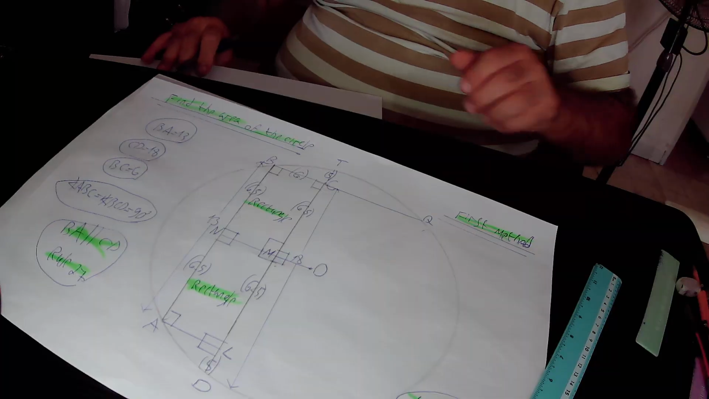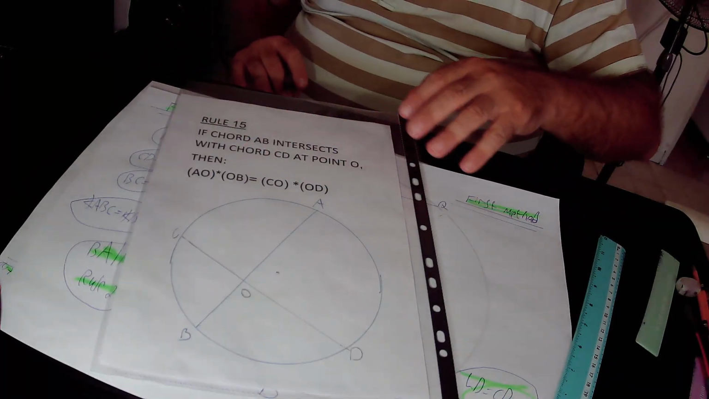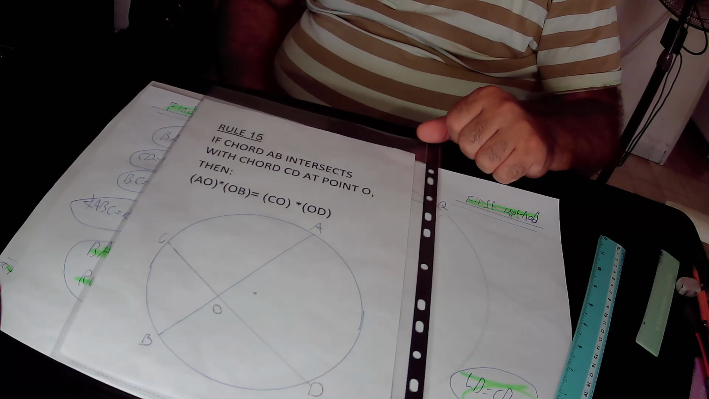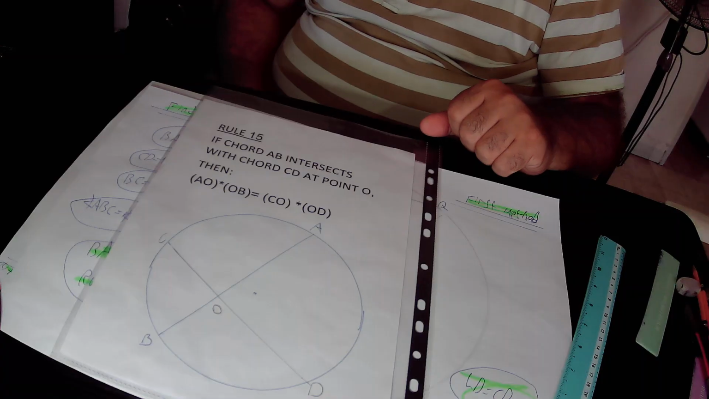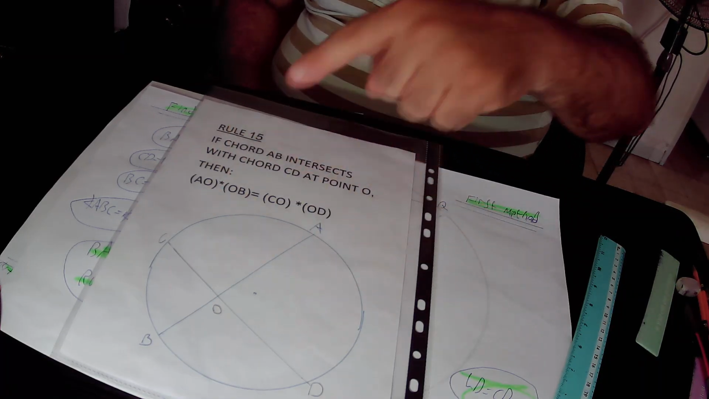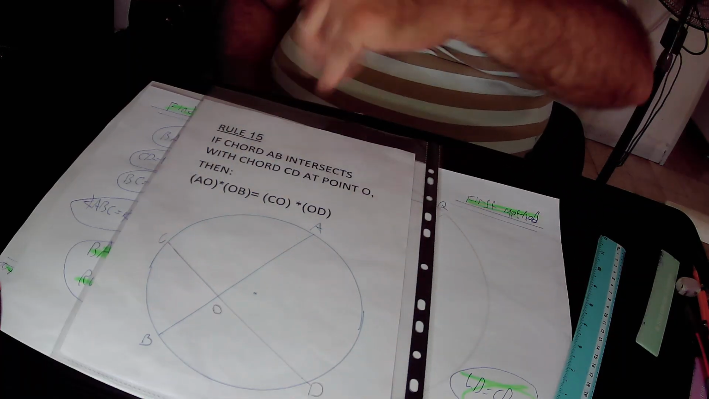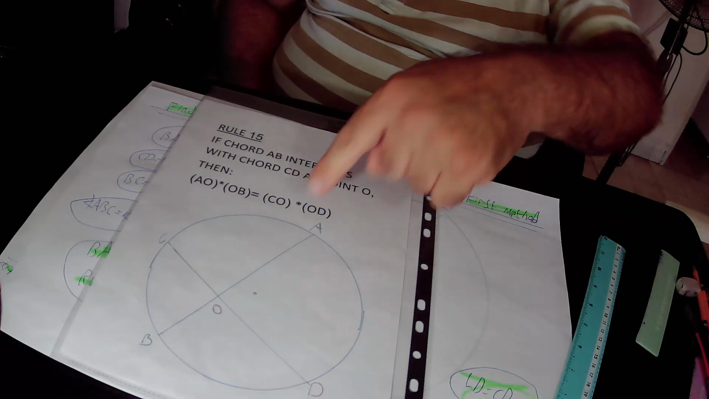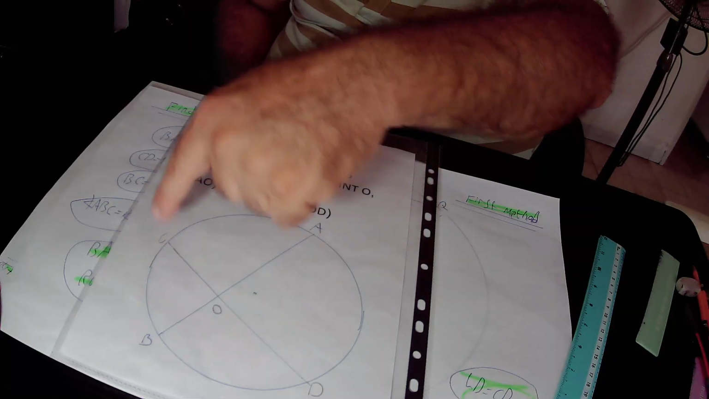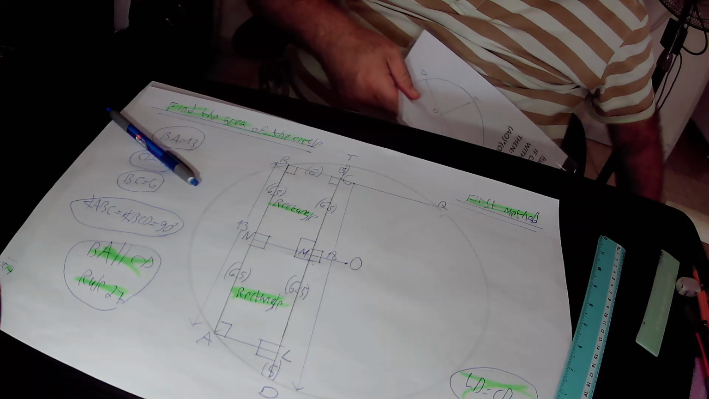So here we can implement rule 15. Repeat quickly on rule 15. According to rule 15, if chord AB intersects with chord CD at point O, then the following equation is true: AO times OB equals CO times OD. So in the drawing we have a circle. This is chord AB that intersects with chord CD at point O. So in this domain the equation AO times OB equals CO times OD is true.